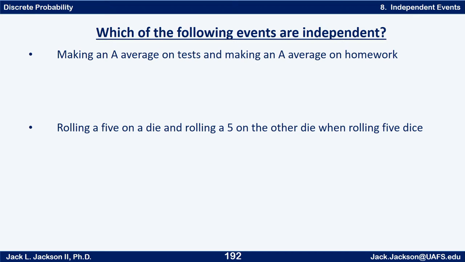Okay, are these independent or dependent? Making an A average on tests and making an A average on homework. Okay, what do you think? How about rolling a 5 on a die and rolling a 5 on another die, when rolling 5 dice?